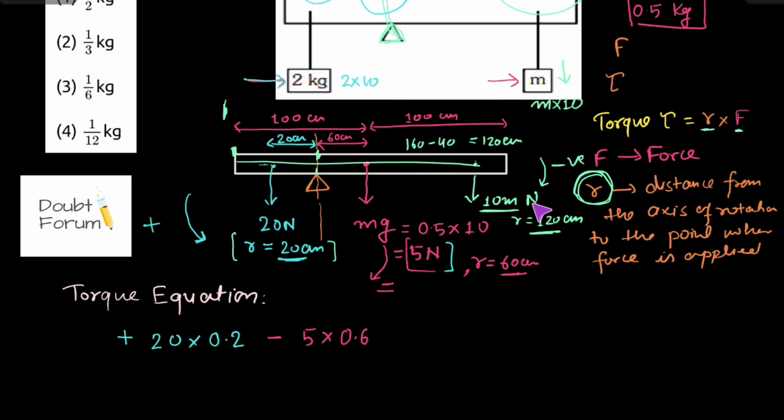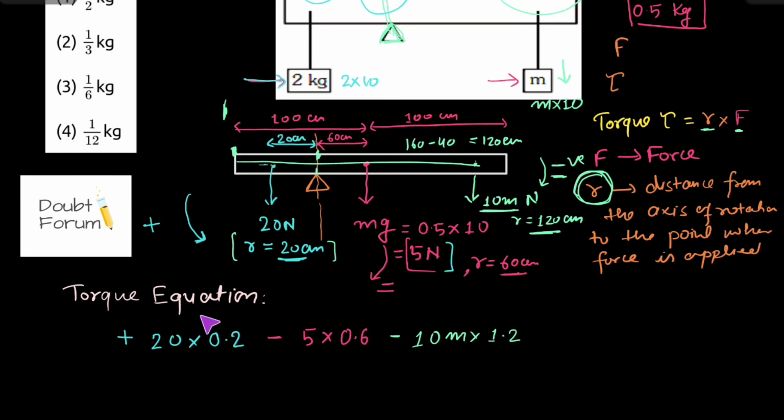The third and the last force is 10 M Newton. So due to this 10 M Newton, the torque would be force, that is 10 M, into R. The value of R is 120 centimeter, so this 120 centimeter would be equal to 1.2 meter. And the sign of this torque would be negative because we have assumed that all the clockwise torque would be negative while the anti-clockwise torque would be positive. So this is the total torque acting at different points of this rod.